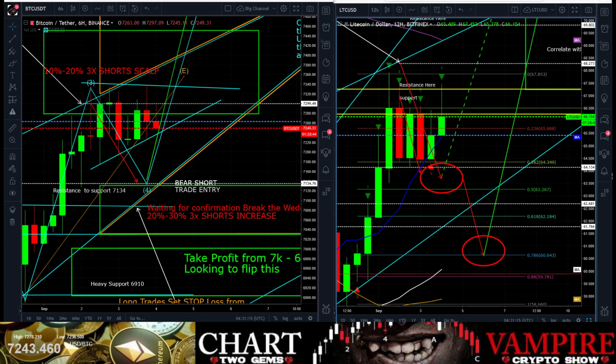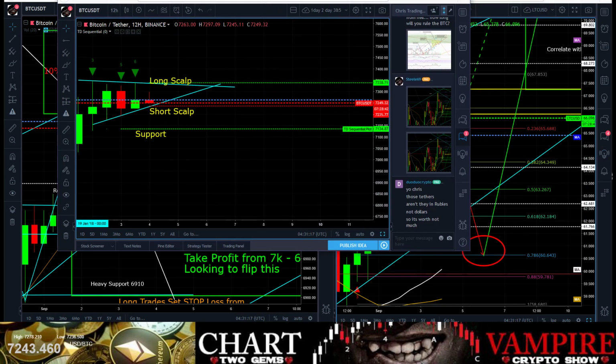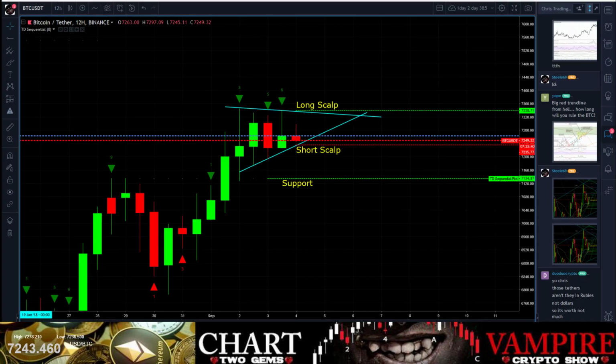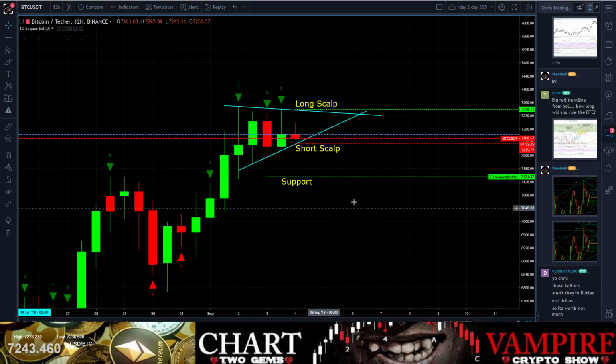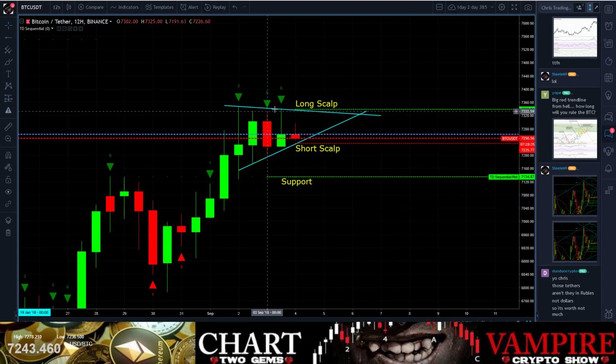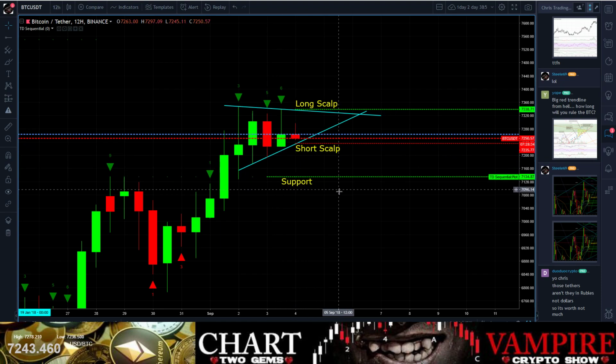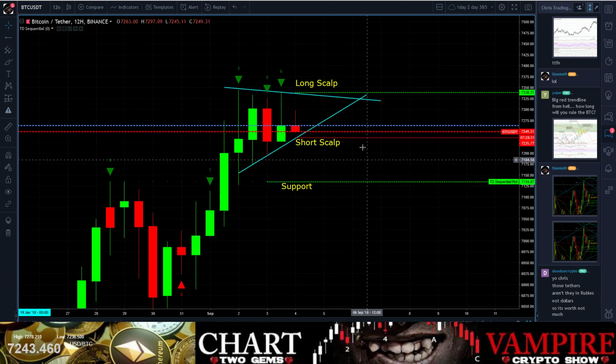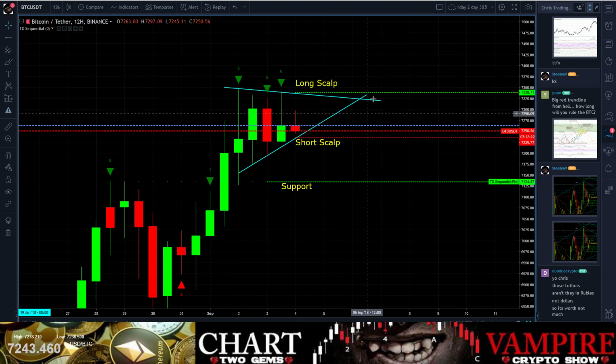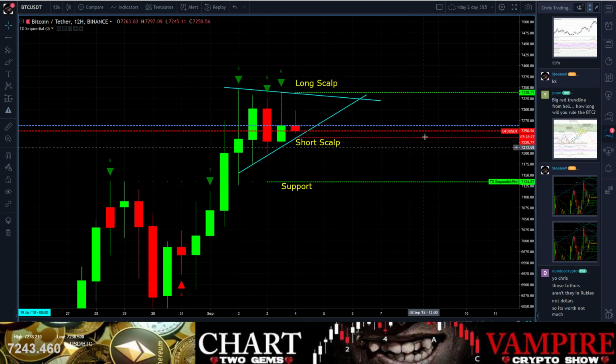Anyways, it's been a long day, and I want to jump into some TA real quick. This is one of the latest charts I posted in the members area. Long scalp, short scalp, support chart. This isn't the pattern I wanted to go over. This is just a really quick setup chart. Pretty easy. We did look at this.